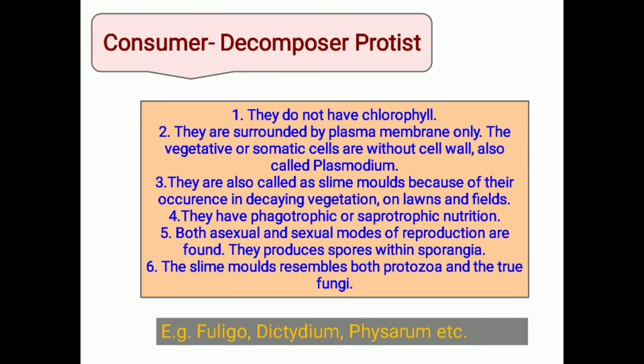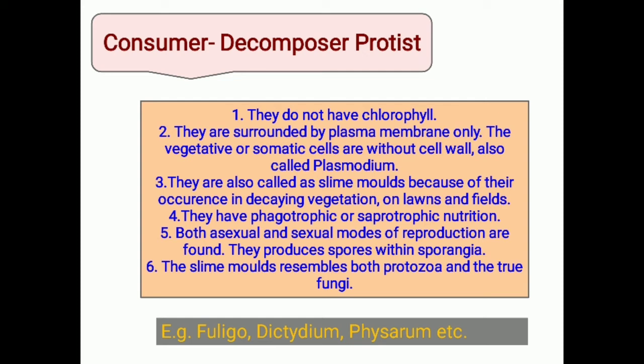Now let's come to the next important group of protists, that is the consumer decomposer protists, which are also called myxomycetes. So they are somewhat different from the photosynthetic protists in the following characters. They do not have chlorophyll. As they do not have chlorophyll, they cannot prepare their own food. They are surrounded by plasma membrane only. That means they do not have the cell wall, and mostly the vegetative or the somatic cells.